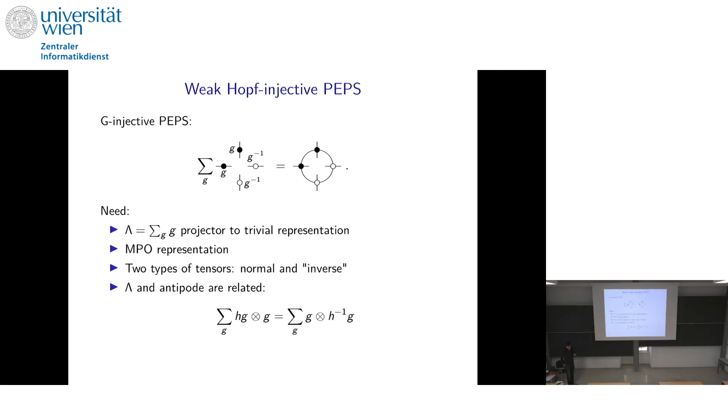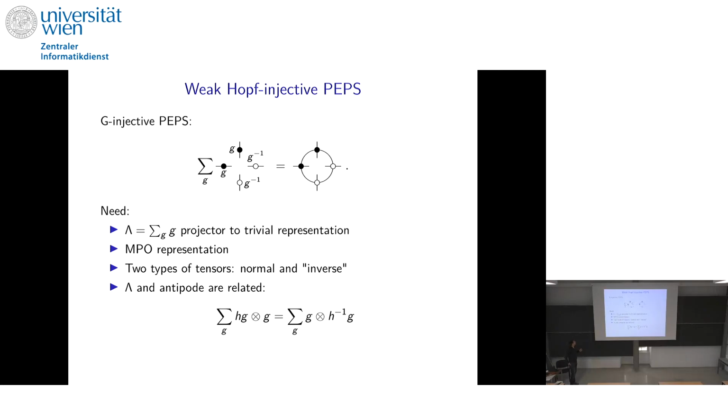Okay, so I told you that I want to turn fusion categories to Hopf algebras. So I also want to talk about topologically ordered PEPS, but instead of using fusion categories, I want to talk about Hopf algebras. It shouldn't be too hard because fusion categories are the same as representations of Hopf algebras. Okay, so it turns out it's a bit tricky. Let's see what are the main ingredients that you have to use to understand topologically ordered PEPS with Hopf algebras.